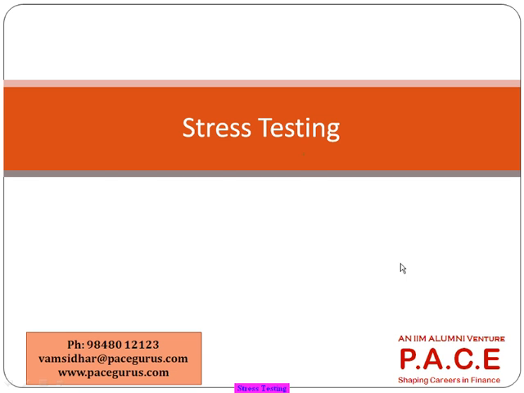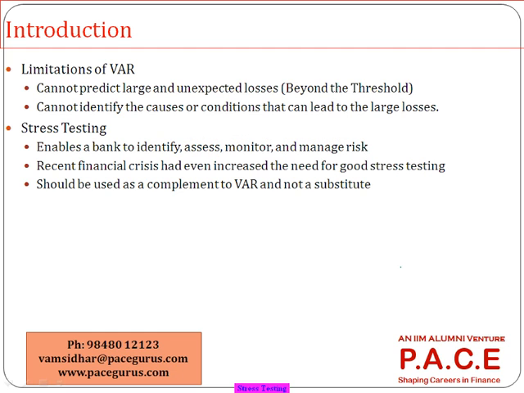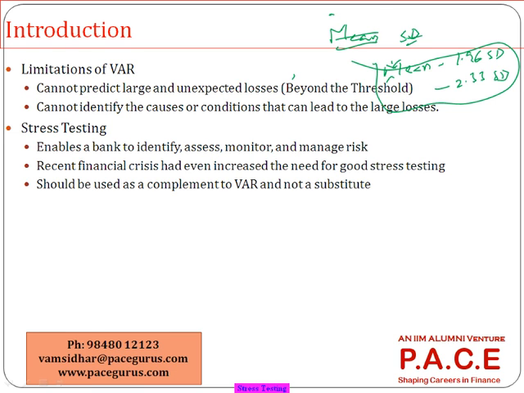But the major problem is that if we see the way VAR is calculated, we compute the mean as well as the standard deviation, and we say mean minus 1.96 times standard deviation or 2.33 times standard deviation, something like that. Depending on whether it is a 1% or 5% VAR that we have to compute, we do it through this kind of process. Now, the mean and standard deviation are purely calculated from the data itself, from the historical data.